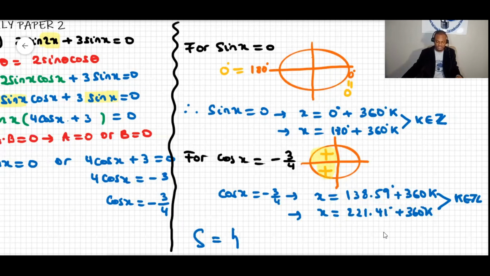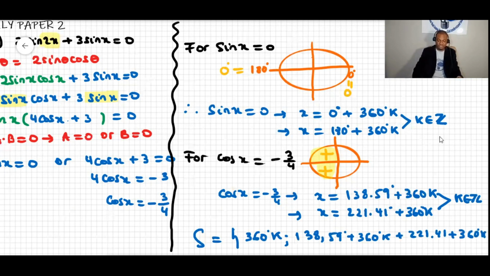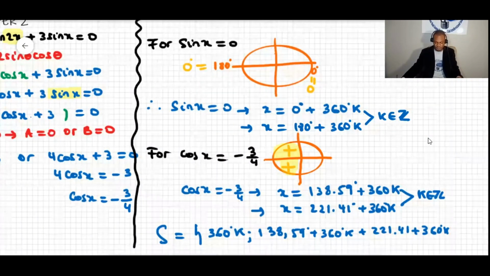Now the solution here will be: we're going to take 360 degrees k, and 138.59 degrees plus 360 degrees k, and 221.41 plus 360 degrees k. So that's the solution, the general solution of this question.